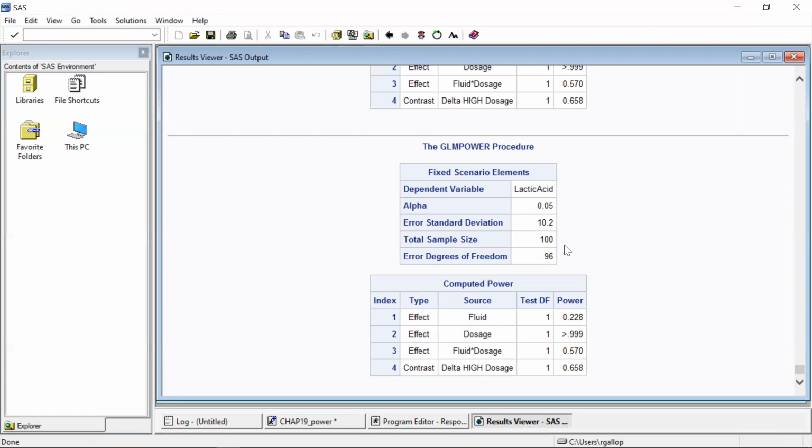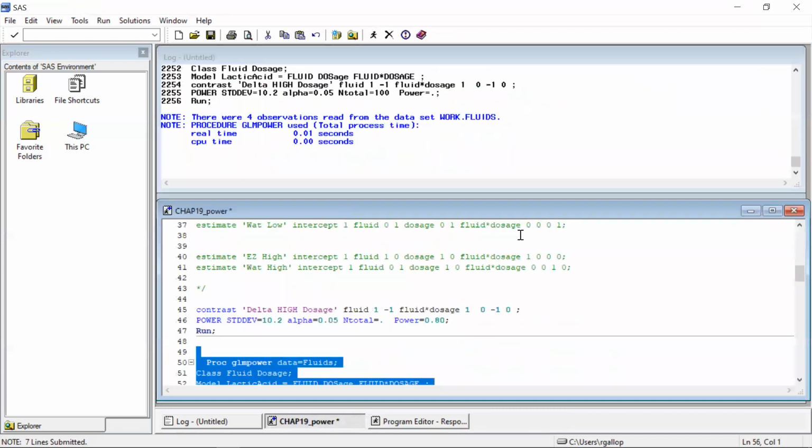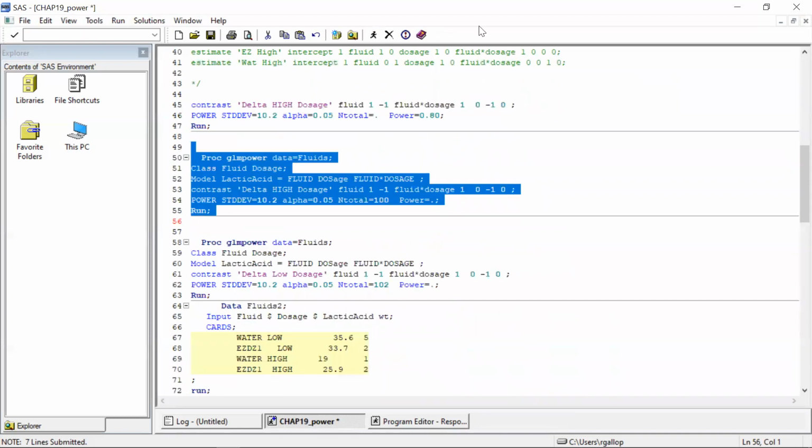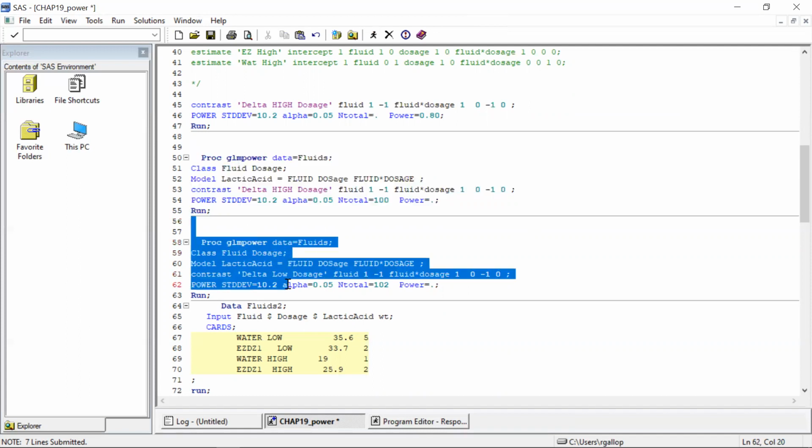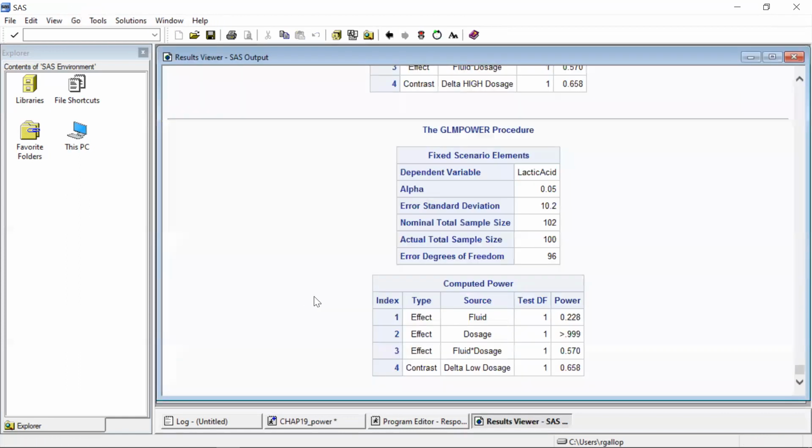As you can see, this would give me the power right there. So keep an eye on these. When I bump the sample size up to 102, what happens here? With 102, nothing changed. When I ask for a sample size of 102, SAS will give me the actual size, 100.